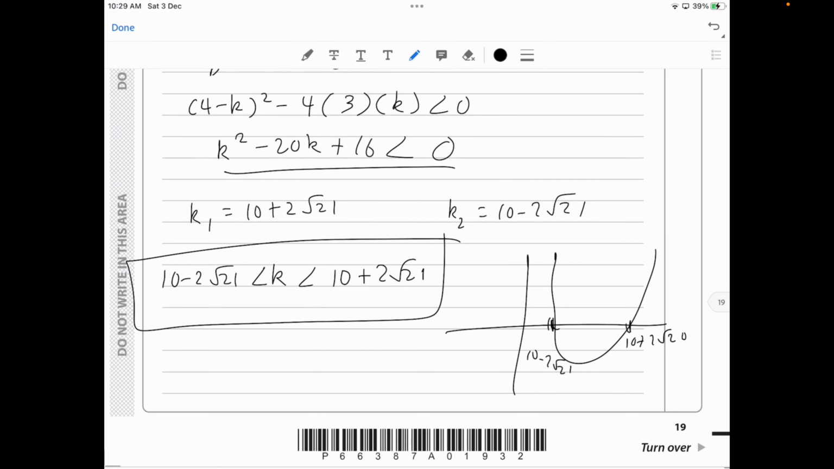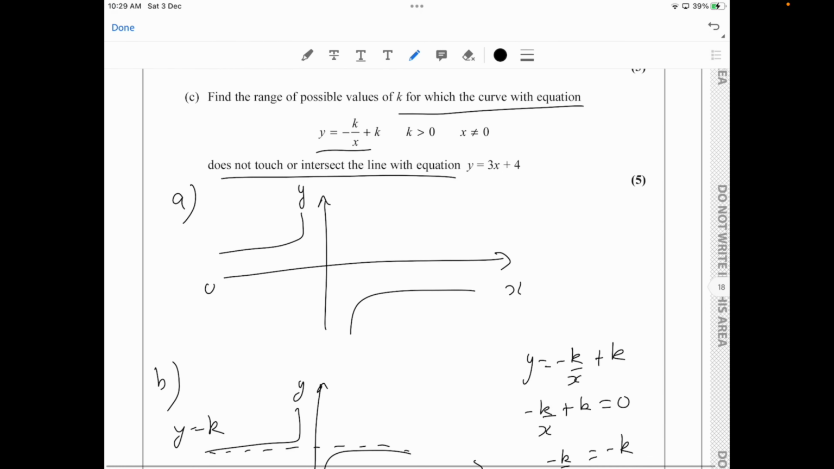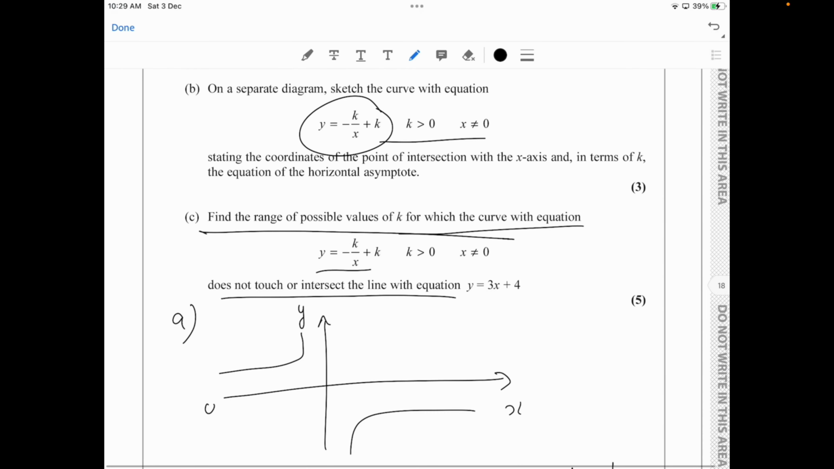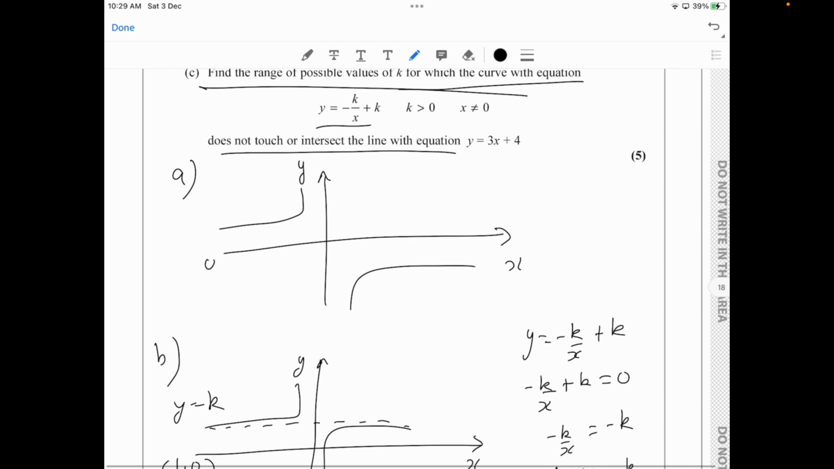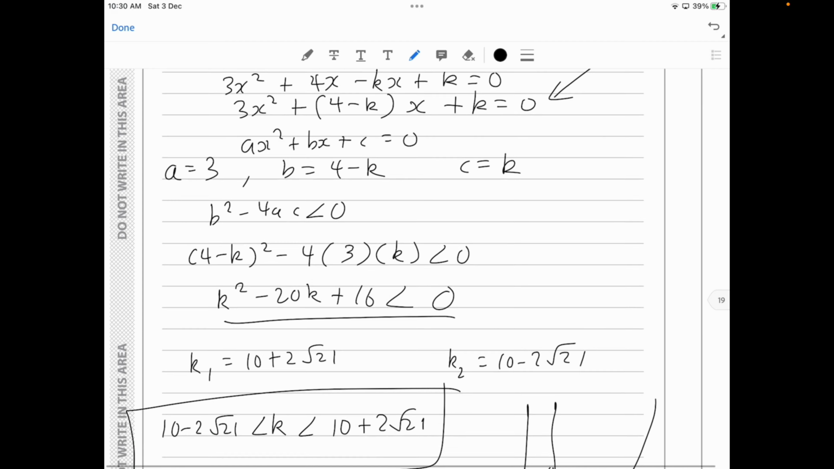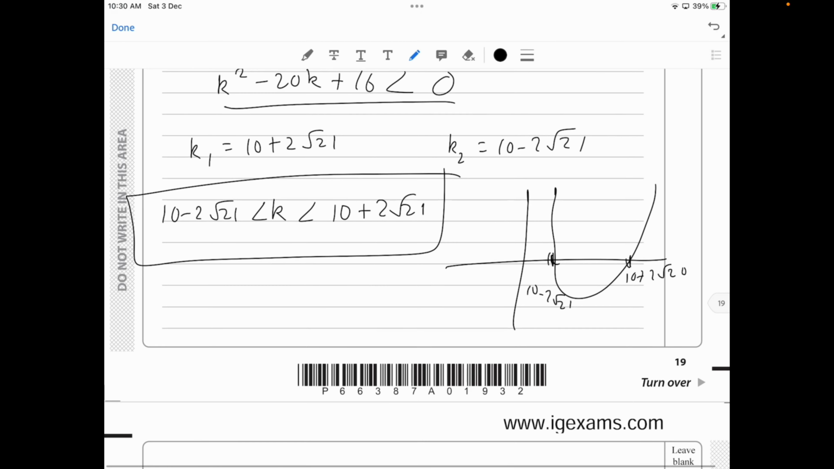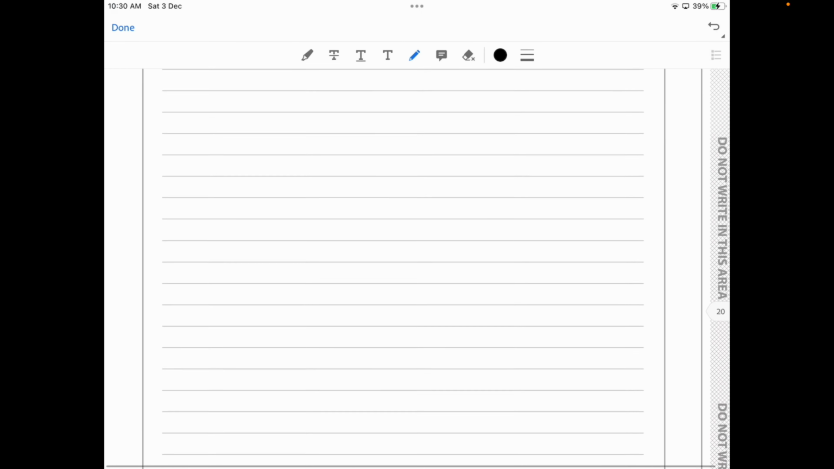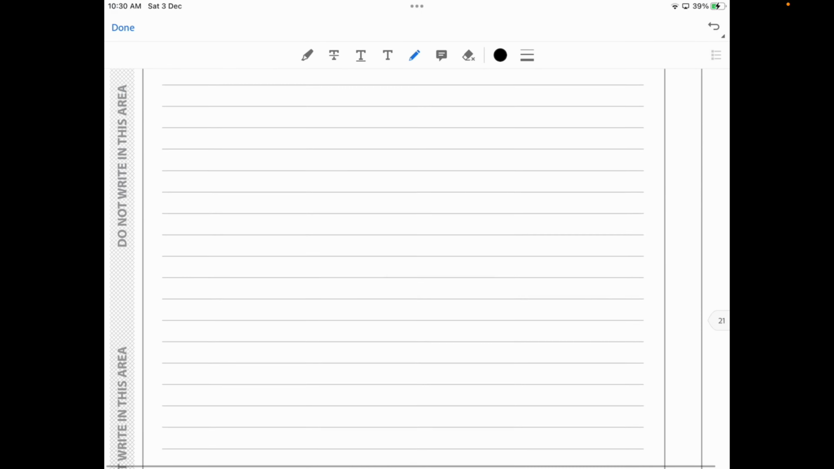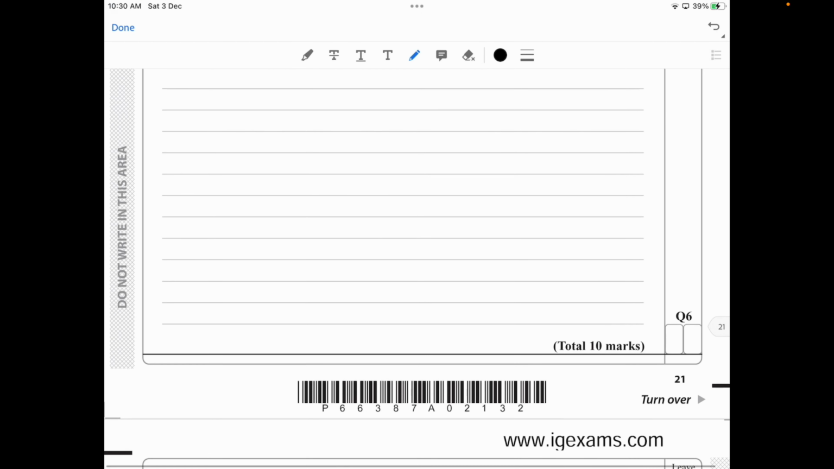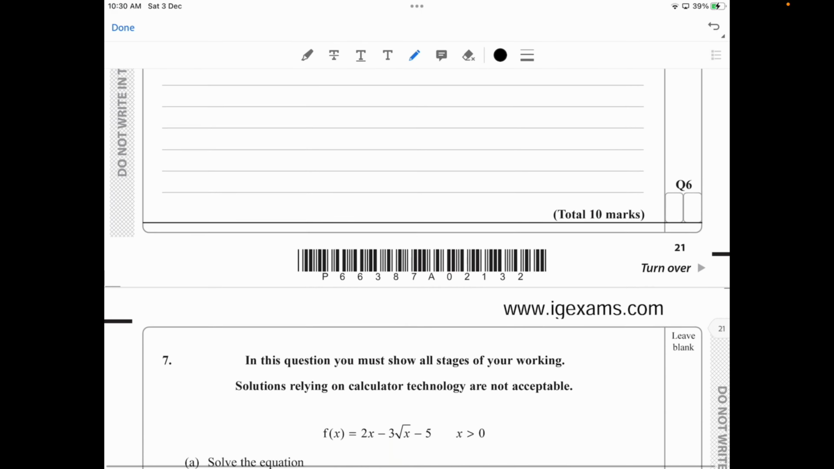This is going to be your final answer, since the question asks us to find the range of possible values of k. This is our answer, for about 10 marks. Alright, let's move on to the next question.